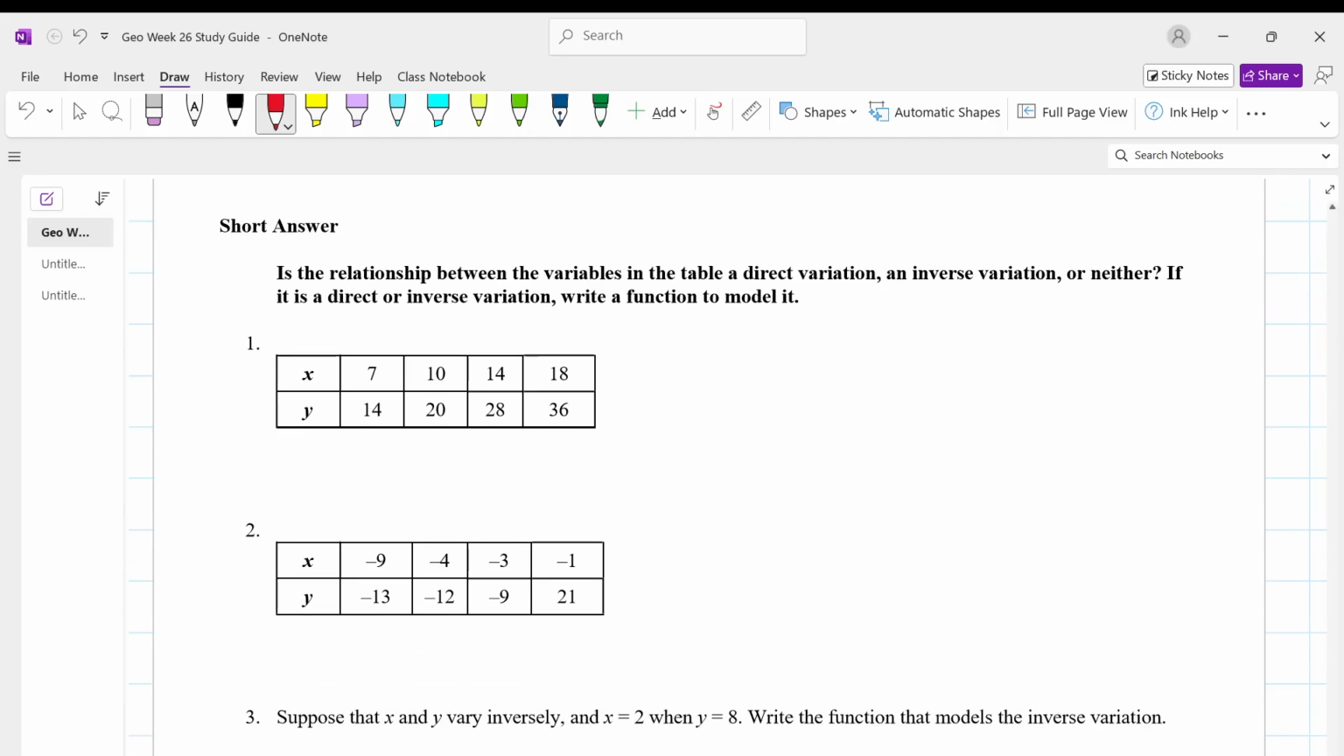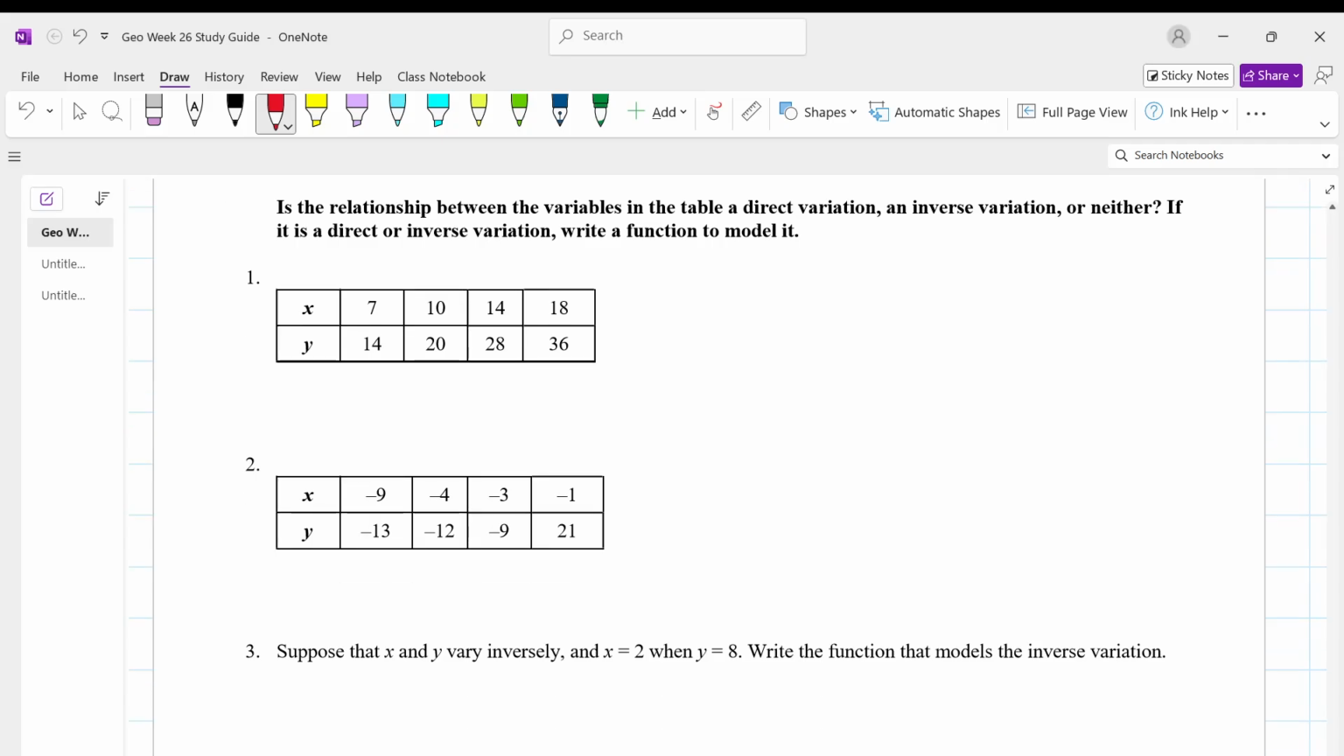And in the first table of values, all the x values are increasing and all the y values are increasing. So if both values are increasing, it can be direct or neither.